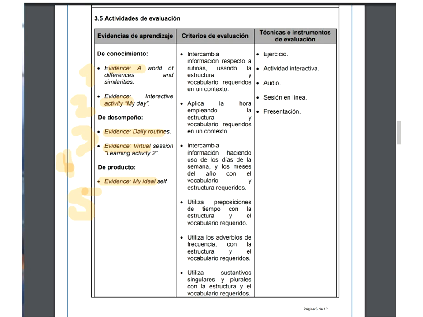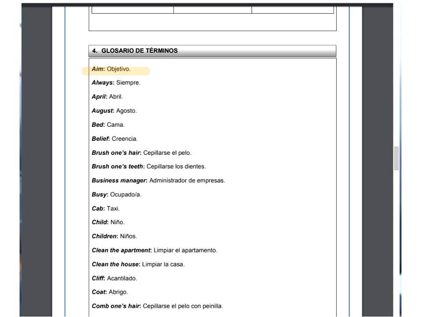These are the criteria for evaluation, and these are the techniques for evaluation. Right? Good. And finally, in number 4, we have the vocabulary that we're going to use in this unit. This is a very extensive vocabulary. It's organized alphabetically, and it's very important for you to study and learn the vocabulary in detail. Okay?